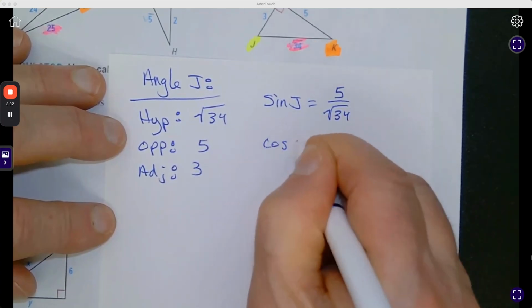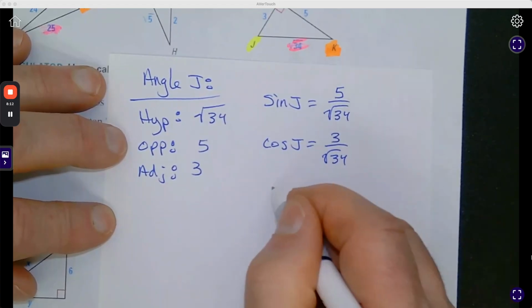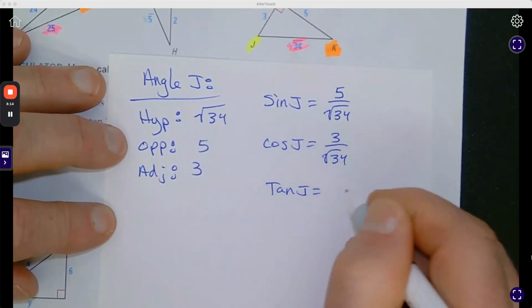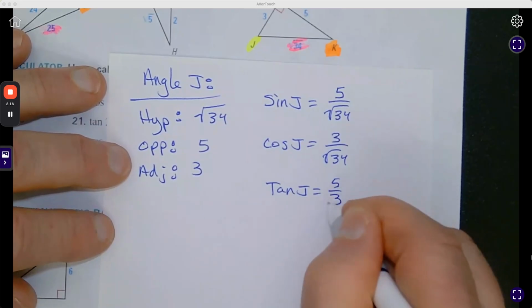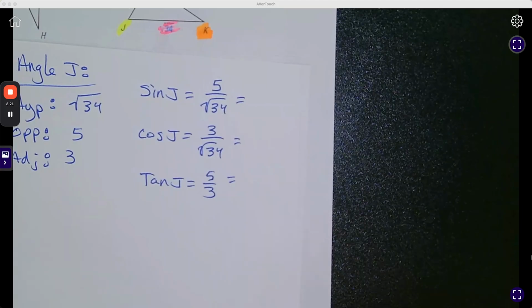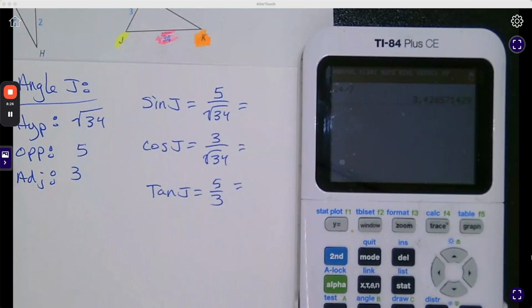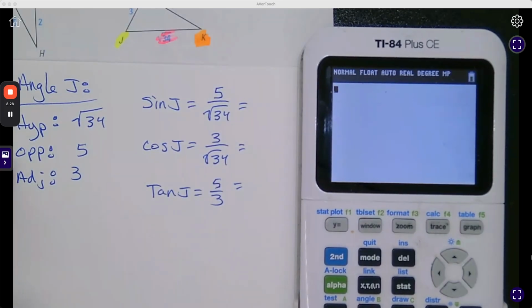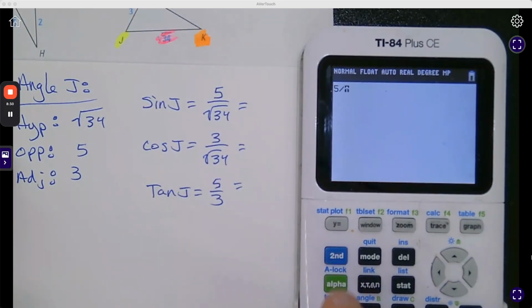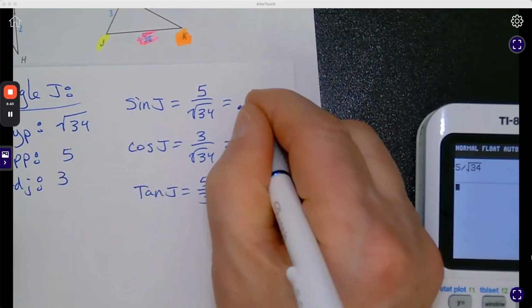The cosine of J is equal to adjacent over hypotenuse. And the tan of J is opposite over adjacent. Calculator. All right, here we go. On, clear. 5 divided by second x squared. That's how I get the radical. 0.8575. Round up. 0.8575.